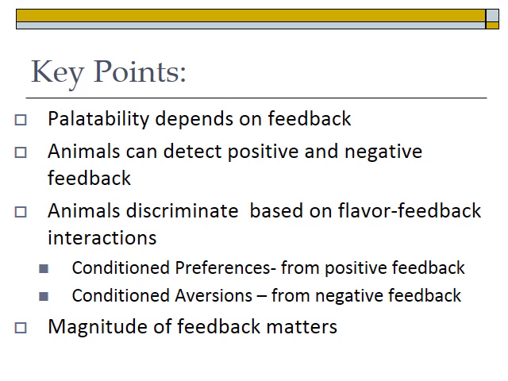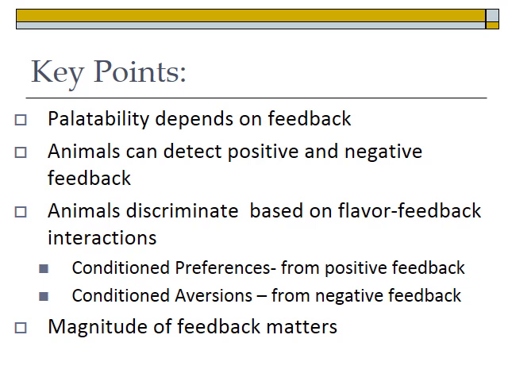Furthermore, animals can discriminate based on those flavor feedback interactions. They form conditioned preferences for flavors and foods that yielded positive feedback, and they form conditioned aversions for flavors and foods that formed negative feedback. So positive feedback, such as an energy boost or satiation or protein satisfaction, those would create preferences in animals, whereas negative feedback, such as feeling nauseous or just feeling hungry, could create a conditioned aversion.